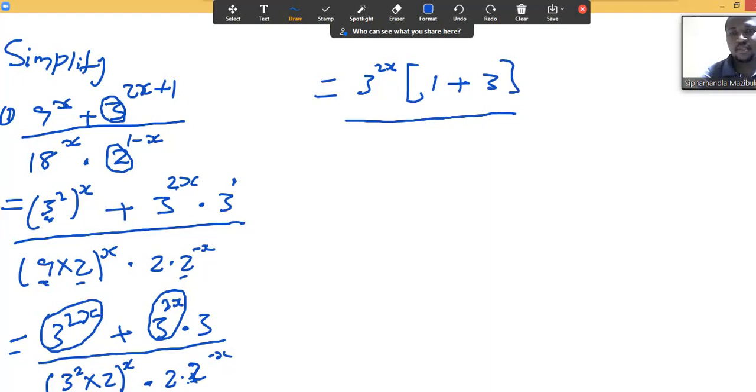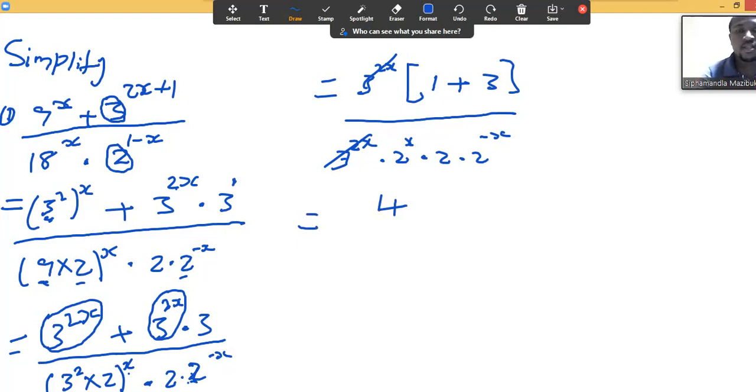And then this is all over. From our denominator, this is 3 to the power 2x times 2 to the power x times 2 times 2 to the power minus x. And now you see, because this is all multiplication, this one and that one will cancel each other, so we are left with 4. You can see this is 1 plus 3, which is 4.